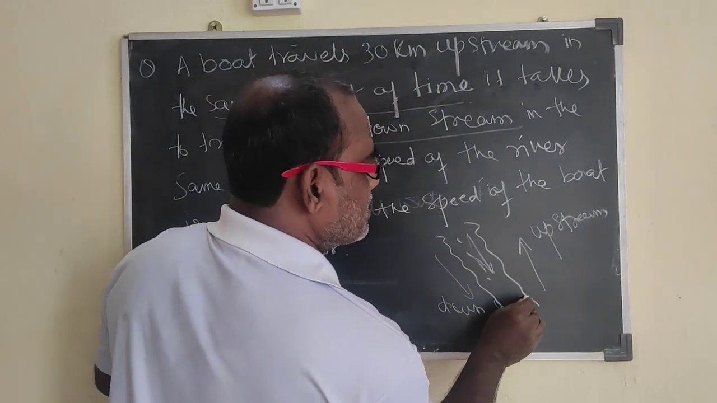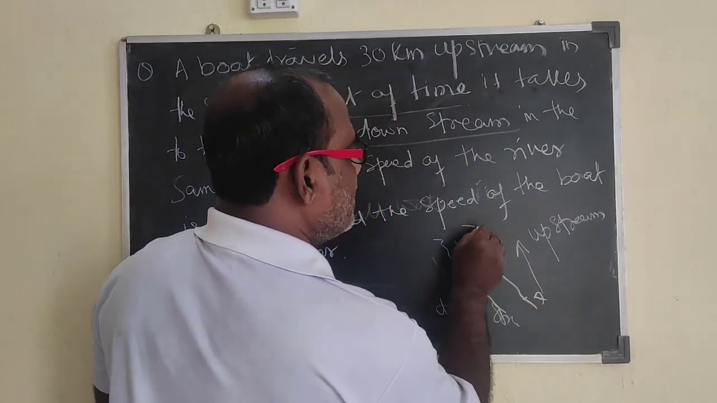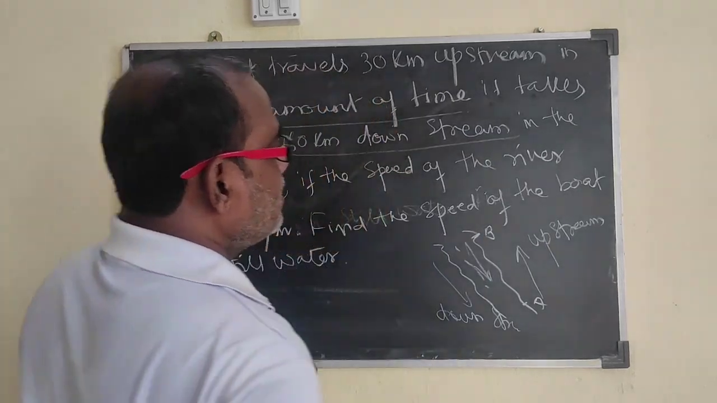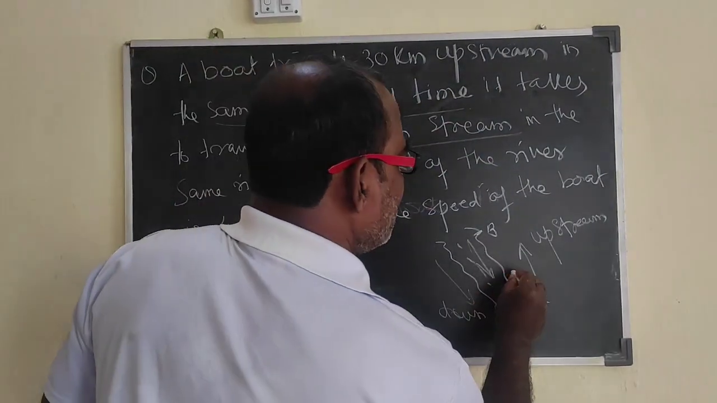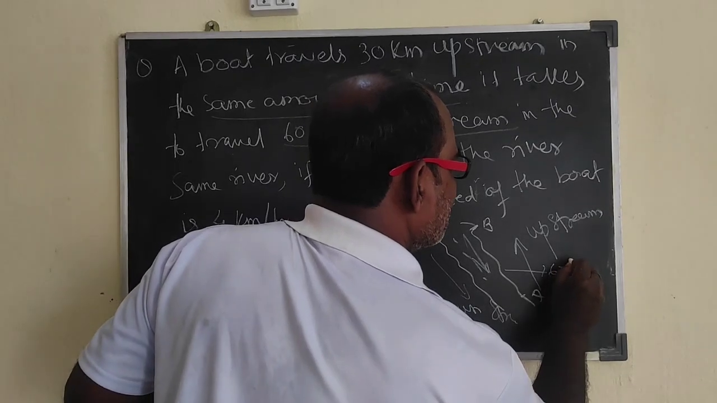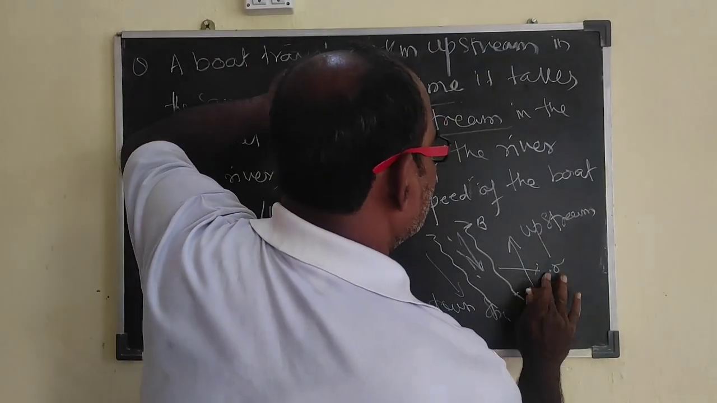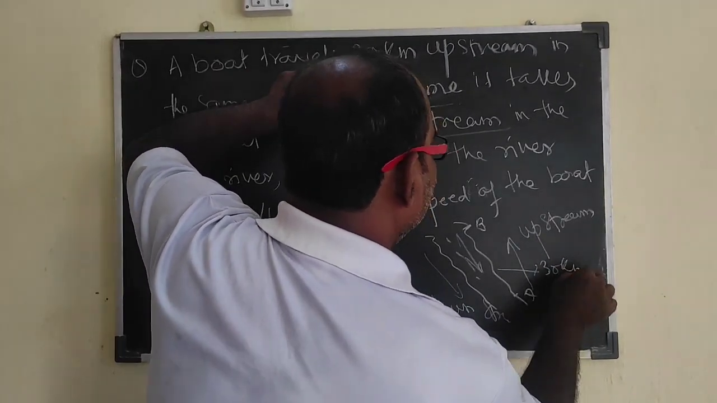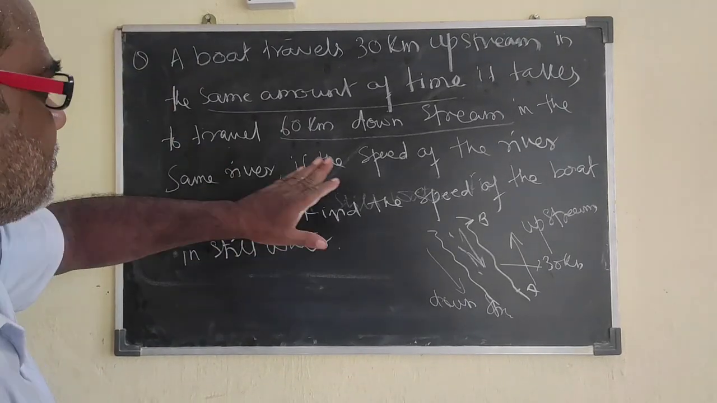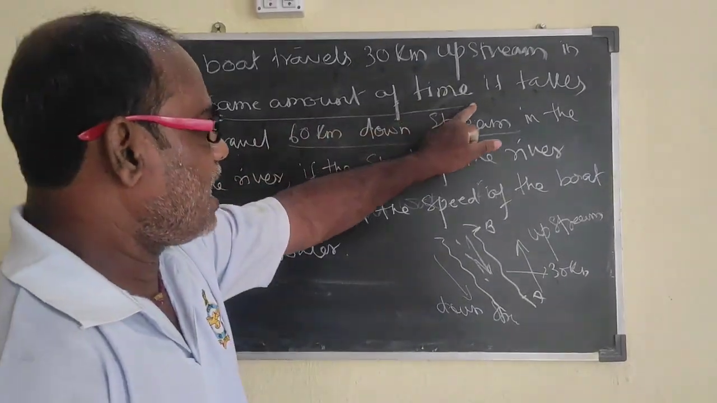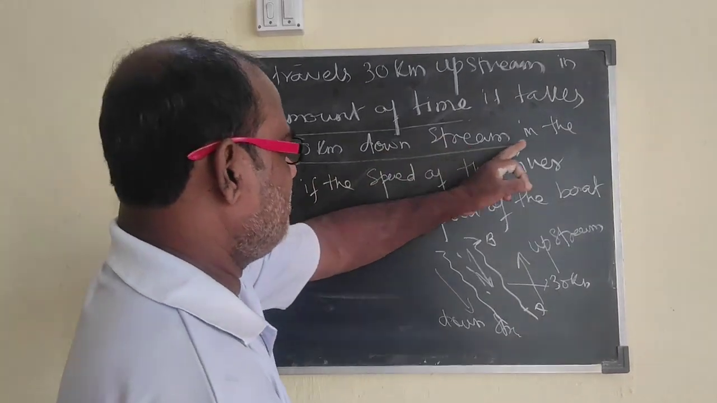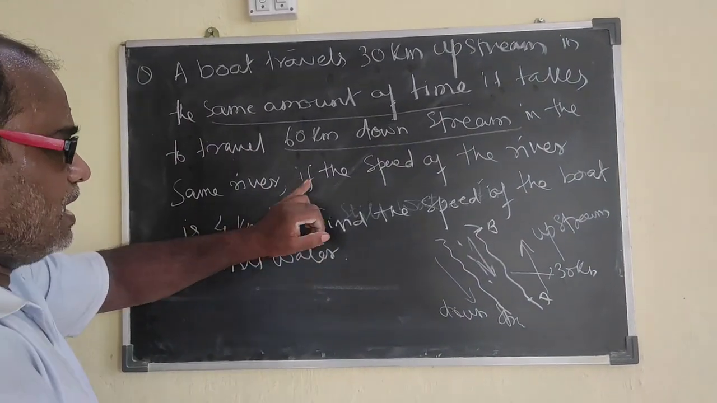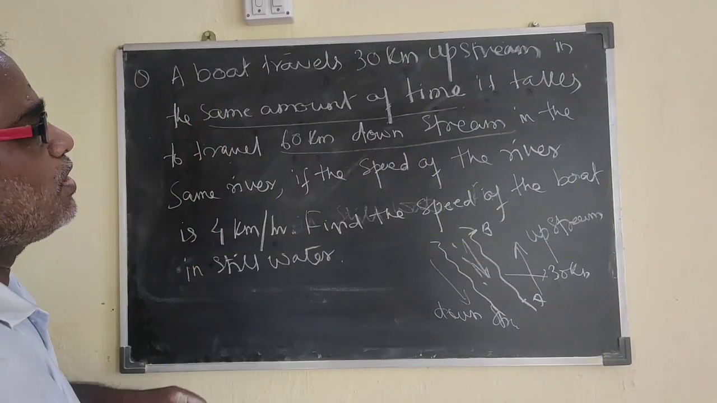Let us take 2 points, here point A and point B. So, a boat travels 30 km upstream, meaning from A to B is 30 km. And in the same amount of time, it travels 60 km downstream in the same river, if the speed of the river is 4 km per hour.